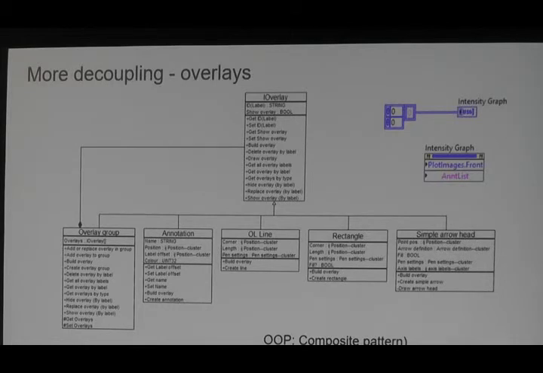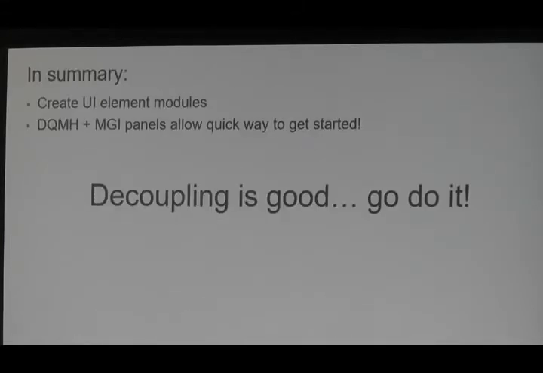How are we doing for time? Yeah. I think that's pretty much the last slide I had. So, summary. We've done some decoupling by creating UI element modules, so we create a module for a specific element of our UI, using DQMH and NGI, but there's many different ways of doing it. I'm sure most of what I've done here could be done in other ways. I'm sure it can be done with Active Framework, if you want to go that way, I didn't.